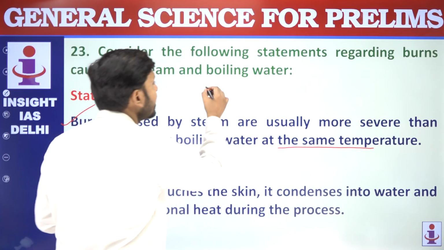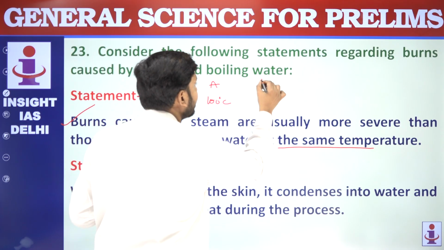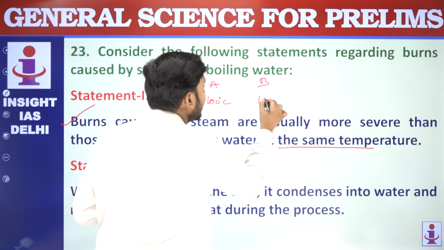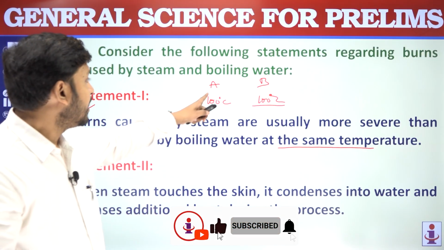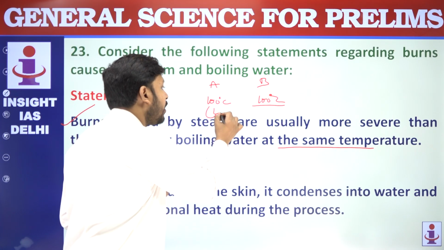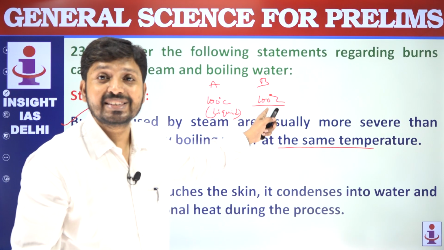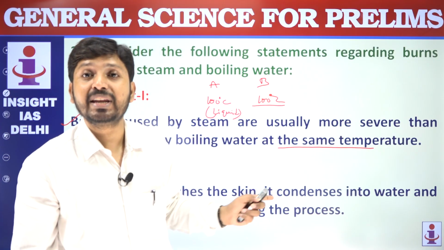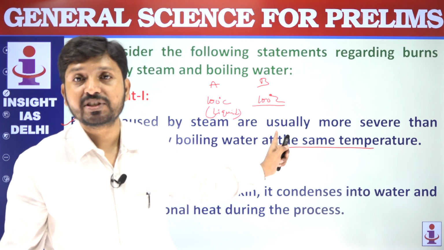Assume two things are there. Boiling water, which is at 100 degrees centigrade, and the second one, steam, which is also at 100 degrees centigrade, because they have mentioned the same temperature, right? But this is at 100 degrees centigrade in liquid form. This is still liquid, right? But if you see this one, it is in the steam form, meaning it has been converted from liquid to vapor stage. So phase conversion has taken place.